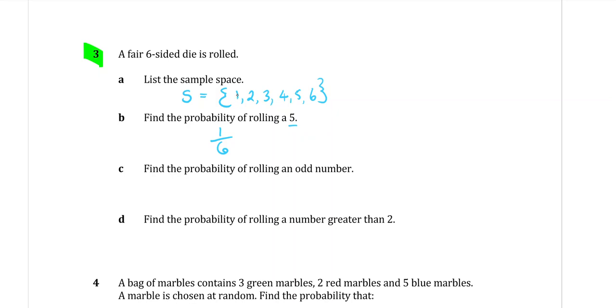Part C, find the probability of rolling an odd number. The odd numbers are 1, 3, and 5. So there are 3 of those out of 6, but that would simplify to a half. Find the probability of rolling a number greater than 2. Greater than 2 does not include the 2, so it's the 3, 4, 5, and 6, which is 4 out of the 6 outcomes, which simplifies to 2 out of 3.